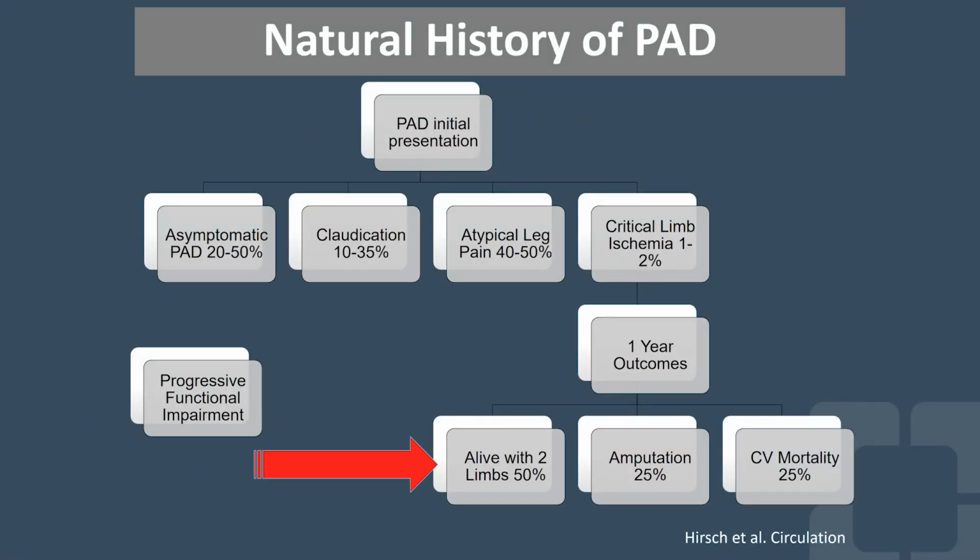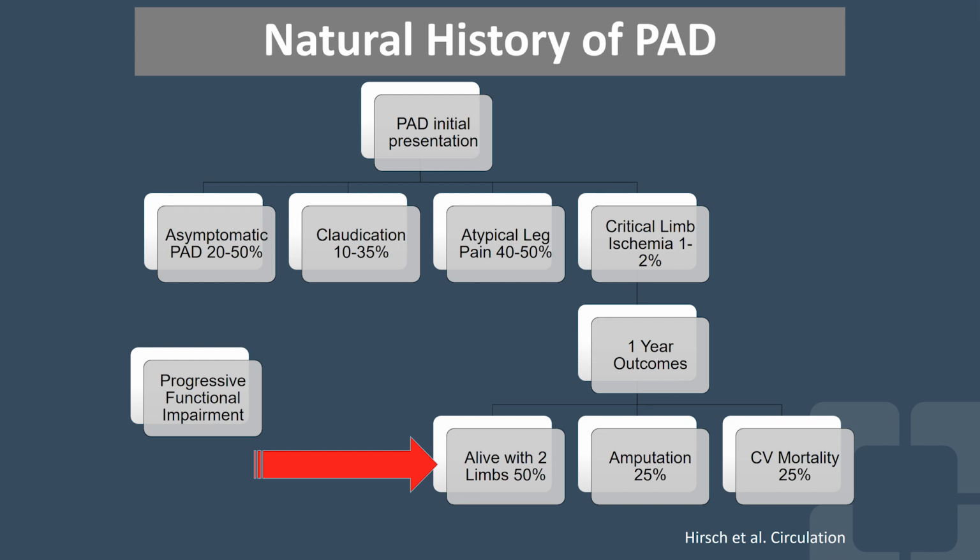The natural history of this, we talked about. The PAD presentation is someone who may have an ABI less than 0.9 or may have symptoms. If you have someone with less than 0.9, that's about 50% of the patients with peripheral arterial disease. Another 10 to 35% of these patients have claudication as their initial presentation. Some have atypical pain, which is harder to tease out. And luckily, about 2% of the patients who present with PAD initially have critical limb ischemia. We'll define that more in just a moment.